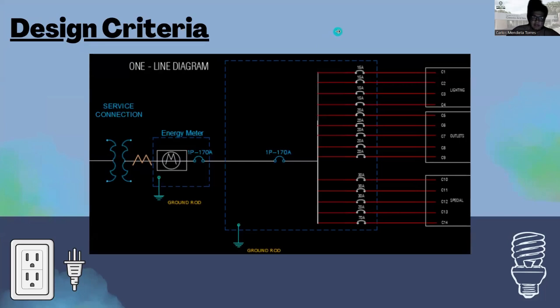We also have this one-line diagram where we can see the whole breaker panel, the circuits for lights, outlets, and special, and the capacity of the breaker in each of them: 15, 20, 30, 20, and 70, respectively. That all goes to a single line that ends up in the feeder.